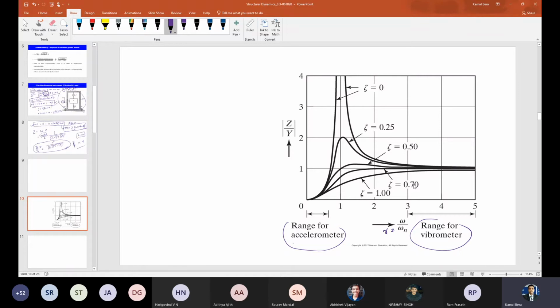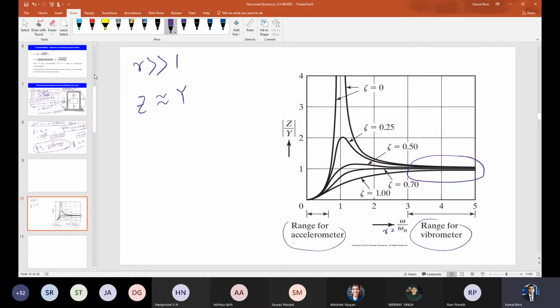Okay, clear? Now, what I told you is that we are measuring the displacement z(t), but you have to infer the ground motion data somehow. How to do that? First come to the vibrometer, the displacement measuring instrument, also called the seismometer. Now just look at this figure. In this range you can see that this ratio is approximately 1. So for r greater than 1, Z is nearly equal to Y.